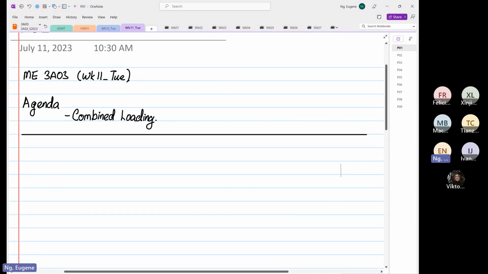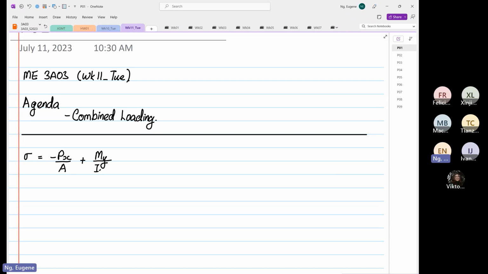So far we have learned that normal stress is equal to minus Px over A plus My over Iyy multiplied by z, or it can be minus. Don't worry about the sign, I'm just writing a general formula, minus Mz over Izz multiplied by y. So we know that that is the formula for normal stress.